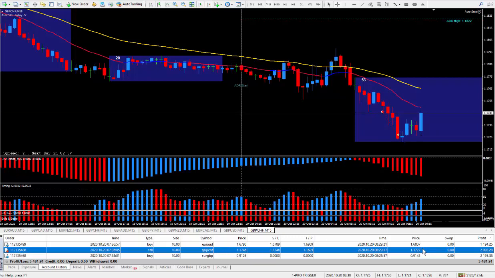And 18 pips on the pound Swiss paid $2,092.